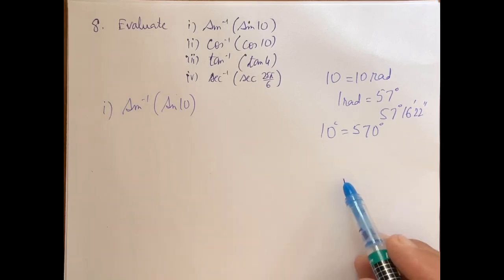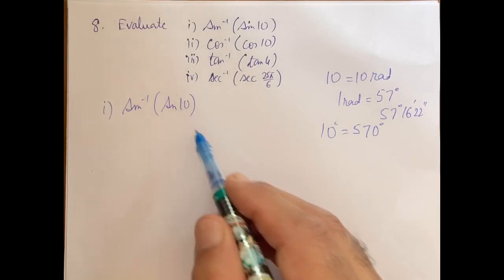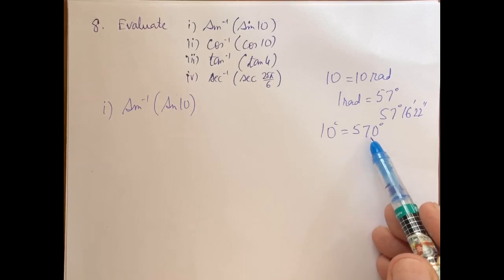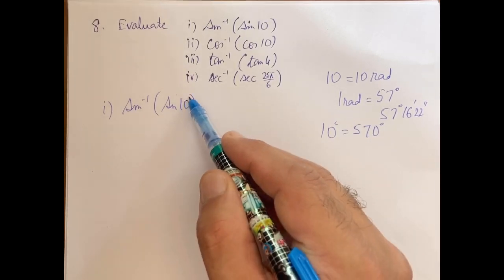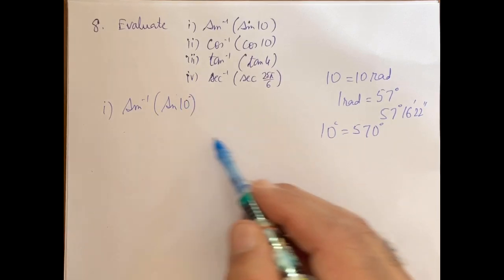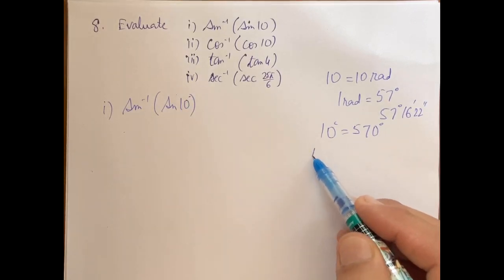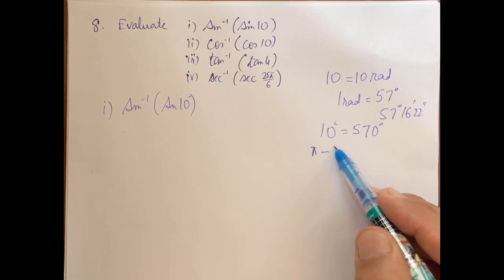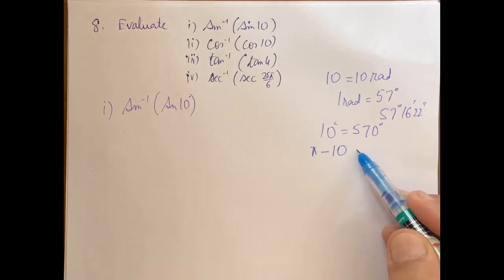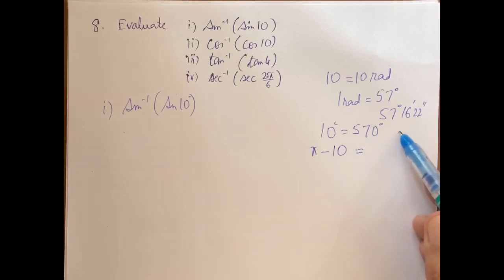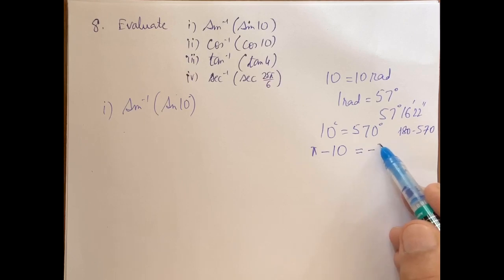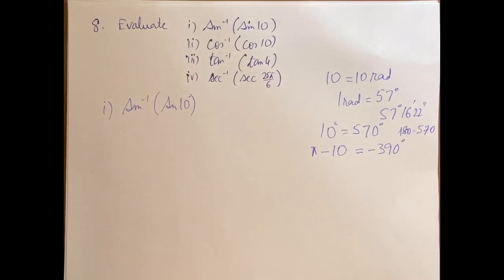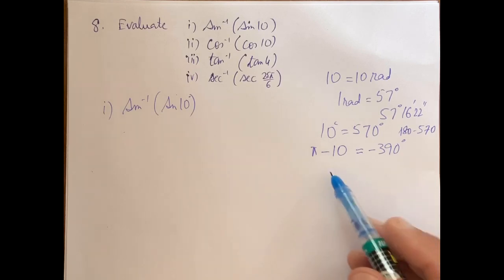570 degrees. Now sine inverse and sine will cancel out if 10, that is 570 degrees, lies between minus 90 to plus 90. So here we observe that, but pi minus 10, this will be roughly 180 minus 570. So that will be minus 390 degrees.